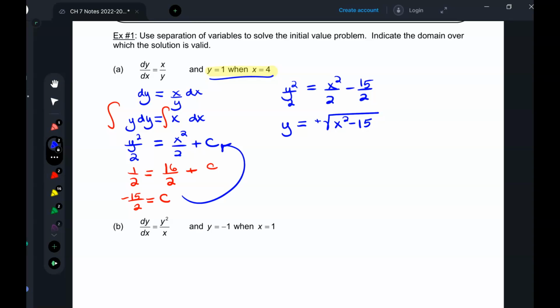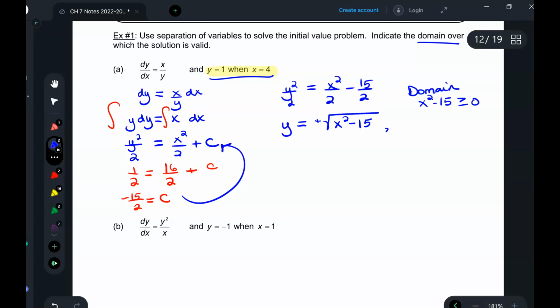Okay, last thing we want to consider is the domain. So in this case, we have a square root, so we want to make sure that x squared minus 15 is greater than or equal to 0. So this is going to be true when we have negative infinity to negative root 15 and positive root 15 to infinity.